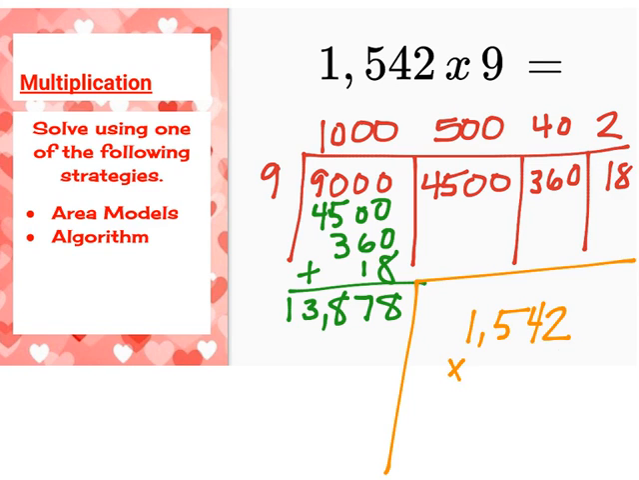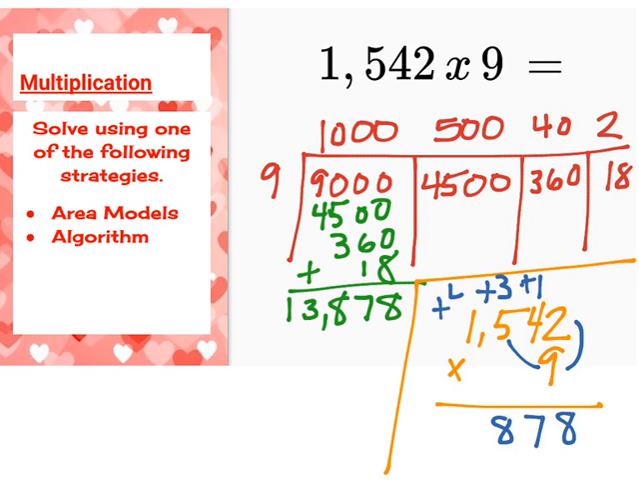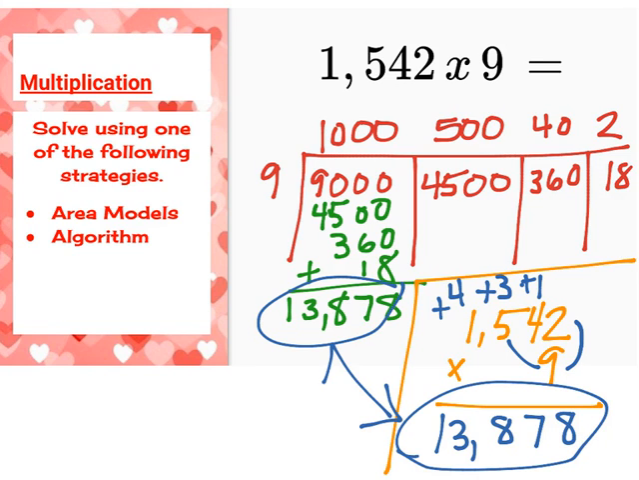1,542 times 9. All right. Wrote the problem right, double checked myself. Okay, 9 times 2 is 18. I'm going to carry that 1. 9 times 4 is 36 plus 1 is 37. Carry my 3. 9 times 5 is 45 plus 3 is 48. I'm going to carry that 4. 9 times 1 is 9, plus 4 is 13, and I get 13,878. And look at that, they match. So I know I must have done it correctly.